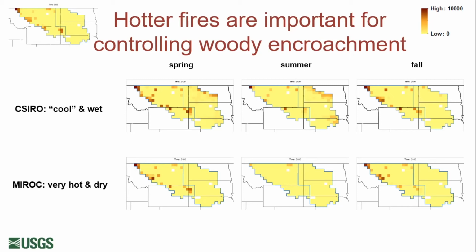Based on our survey of managers, spring is the overwhelmingly preferred time for conducting prescribed fires in the northern Great Plains, but our simulations suggest that in a cool and wet climate, fall fires would be better at controlling woody encroachment. However, what this really means on the ground is that burning at times when fires will be hotter is important for controlling woody encroachment.